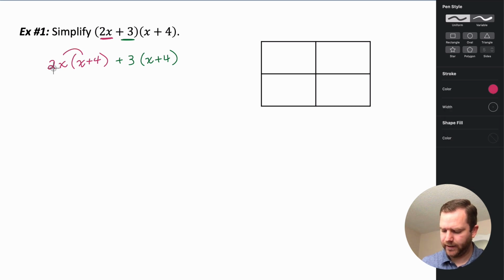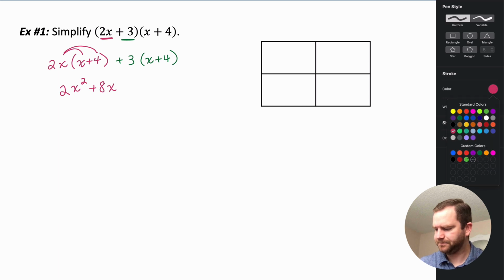So in multiplying, it's 2x times x. Remember, this x has an implied 1 here. So 2 times 1 is 2. And then this is x to the first and x to the first. So when you multiply powers of the same base, you add their exponents. So we're going to end up with x squared. And then the 2x times 4, 2 times 4 is going to be 8, and then it's just going to be x.